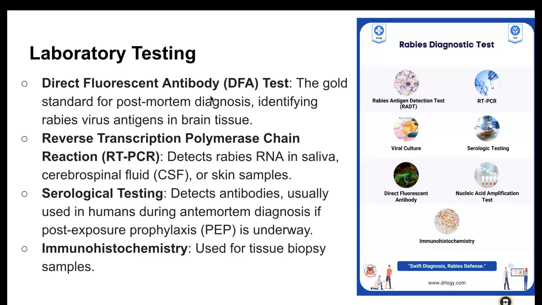They can also do the reverse transcription polymerase chain reaction test, which can detect rabies RNA in saliva, cerebrospinal fluid, or from skin samples. There's also serological testing, which detects antibodies, usually used in humans during antemortem diagnosis, if the PEP, the post-exposure prophylaxis, is being used. And immunohistochemistry is used for tissue biopsy samples, usually post-mortem.